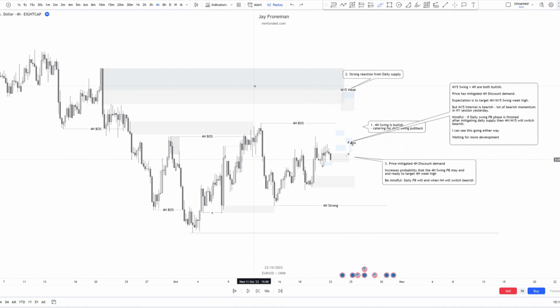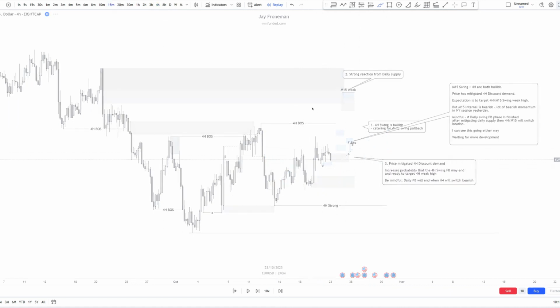All right, so once we understand the daily pullback phase, 4-hour structure is bullish, catering for the daily pullback phase. M15 was also bullish, understanding that the 4-hour is bullish, which is our 4-hour internal structure, all of the structure that happens in between our 4-hour swing ranges.